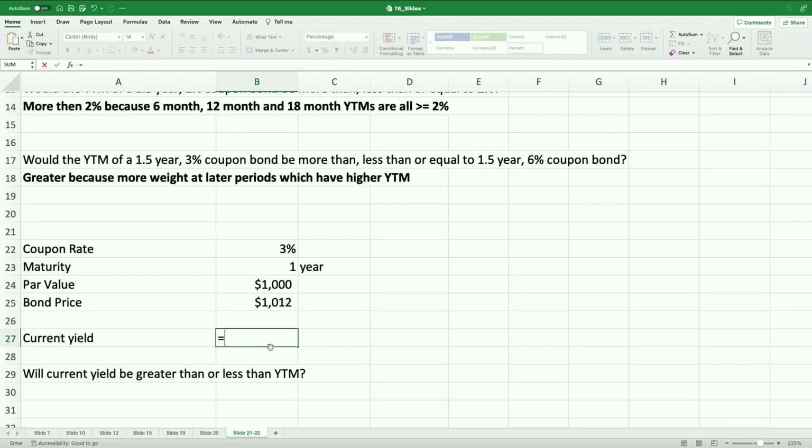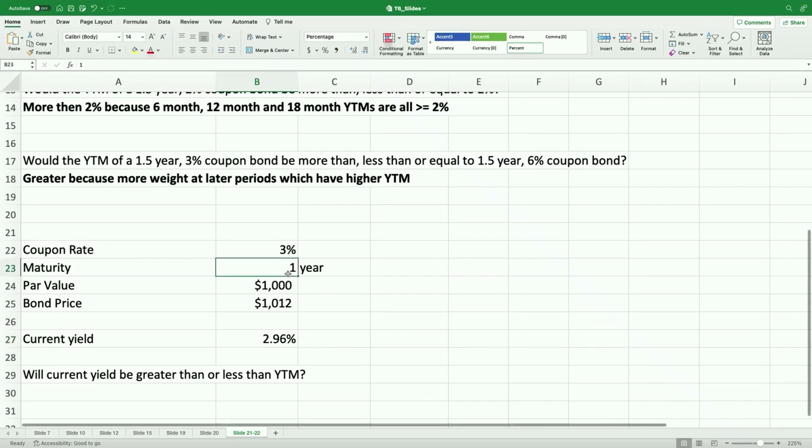So what's the total amount of cash flow we're going to receive in the next year coming from the coupon payments? Okay, so that's 3% times the 1,000, divided by the bond price. So this current yield is 2.96%. Okay. Will the current yield be greater or less than the yield to maturity? Well, the current yield is 2.96%.